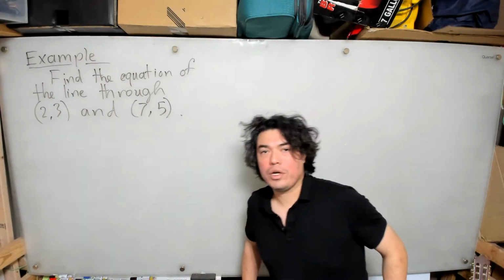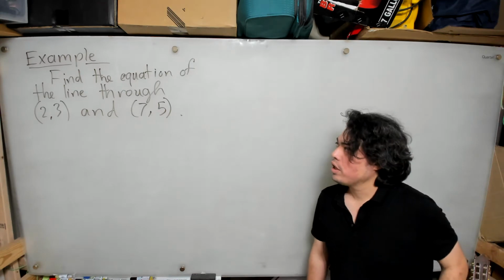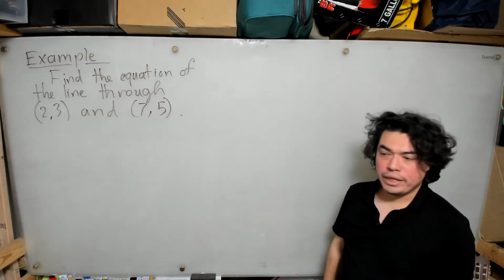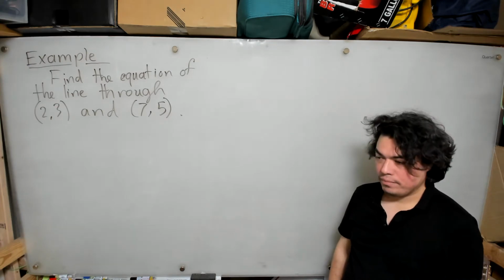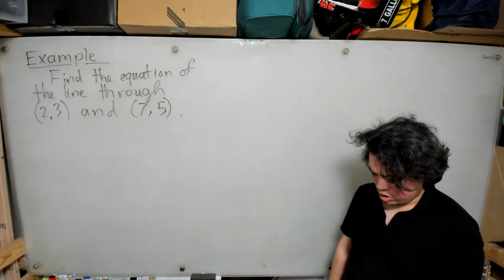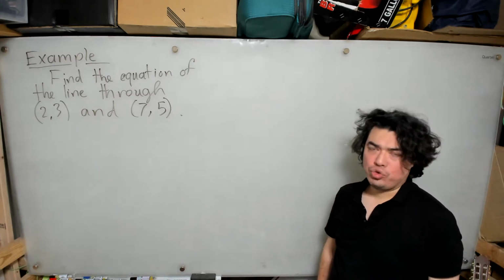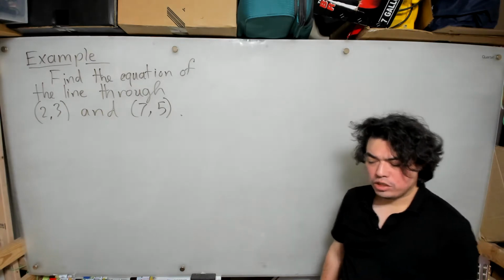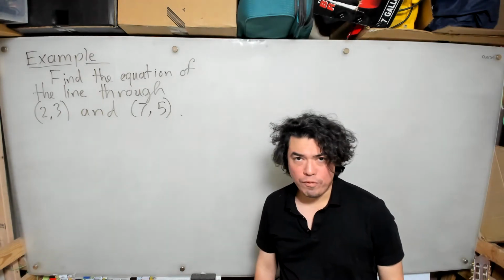Okay, so here we're going to start with an example. We're going to find the equation of the line through the points (2, 3) and (7, 5). Okay? So first, let me tell you how we're going to solve this. We're going to solve this by using the point-slope form of an equation.